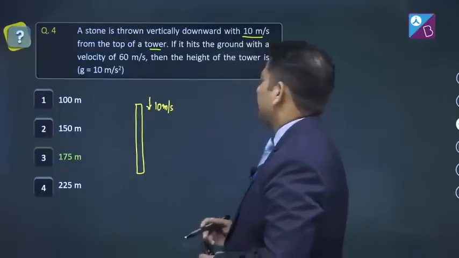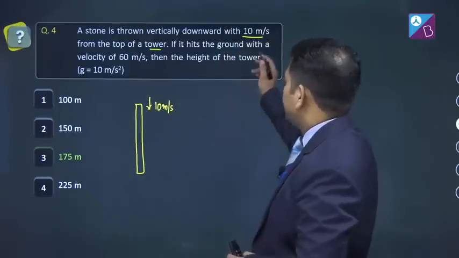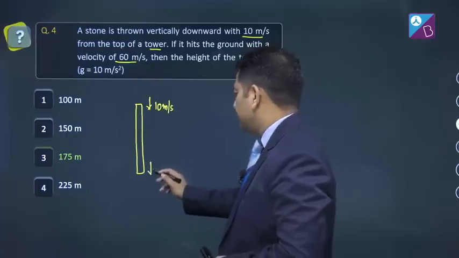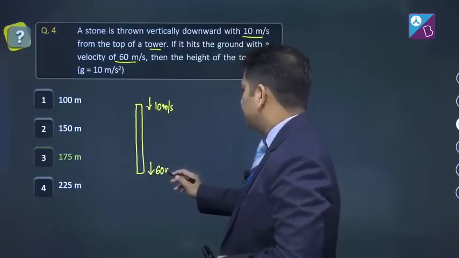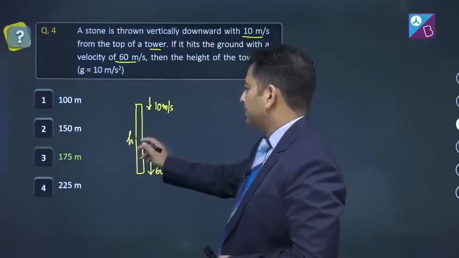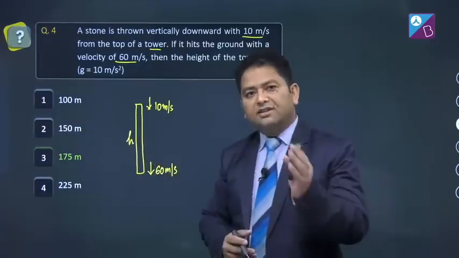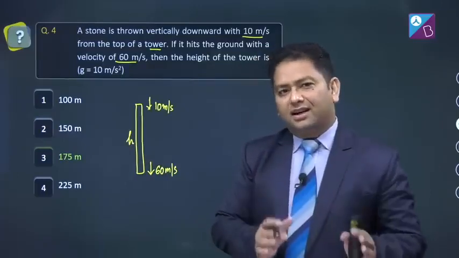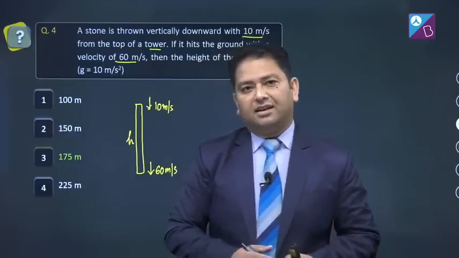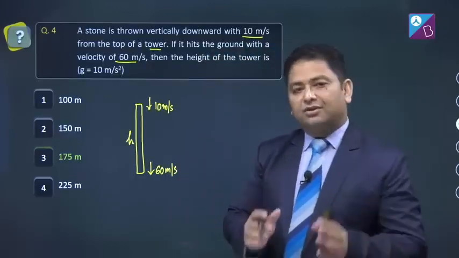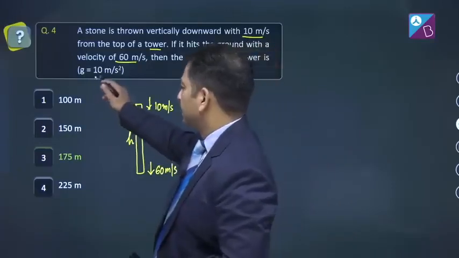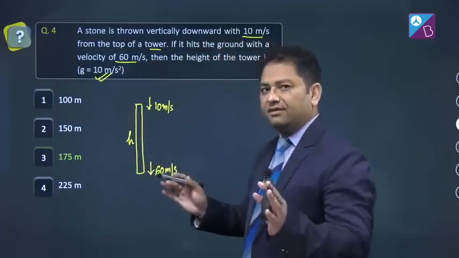तो ये हो गई initial velocity. By the time the stone reaches the ground, the velocity at the bottom is 60 meter per second. And we got to calculate the height of the tower. अगर g के बारे में कुछ नहीं कहा गया है, तो आपको g की वैल्यू 9.8 लेनी है. If nothing is specified, you got to take g as 9.8. But the question says you are allowed to take g as 10, so fair enough.